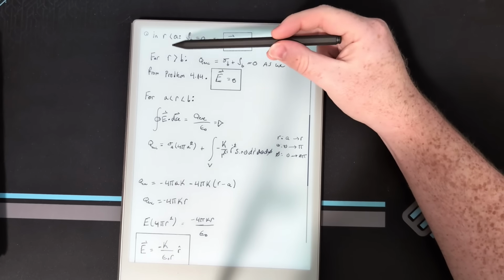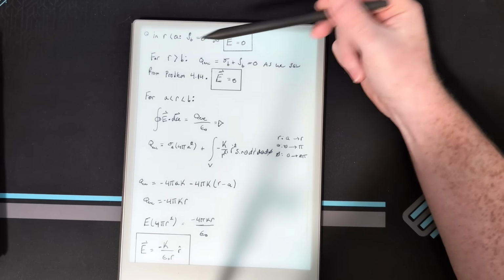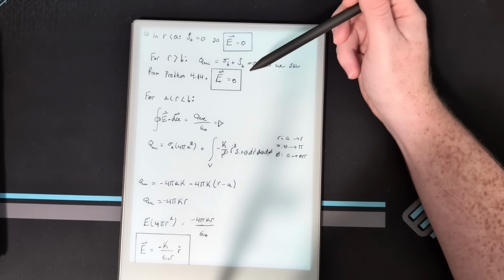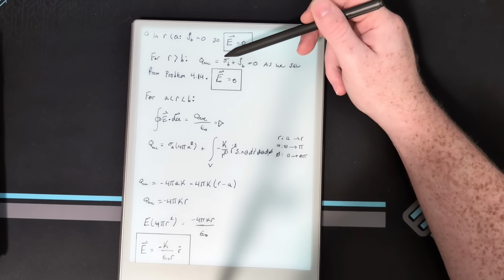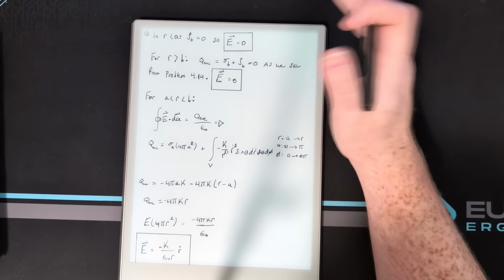But let's do the third region. When r is greater than B, we need to figure out the charge enclosed. Well, here we are going to have bound charge.